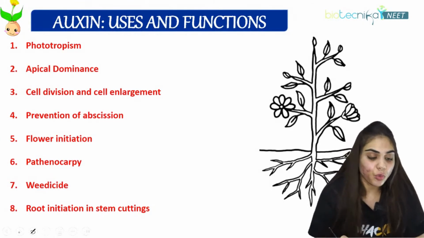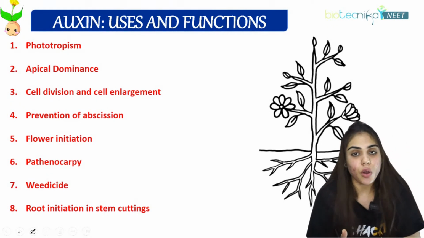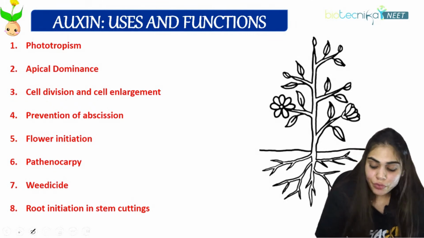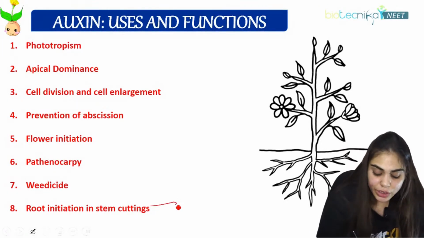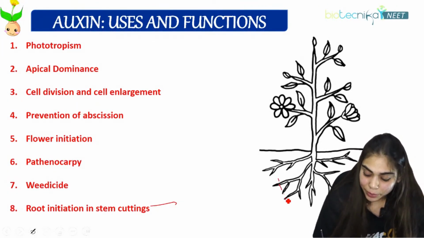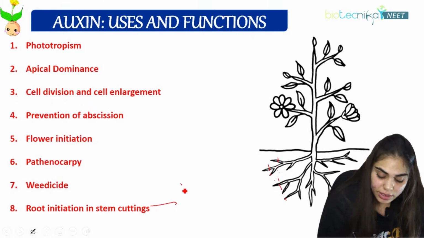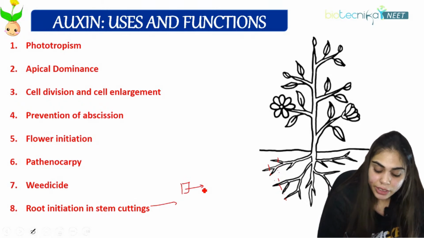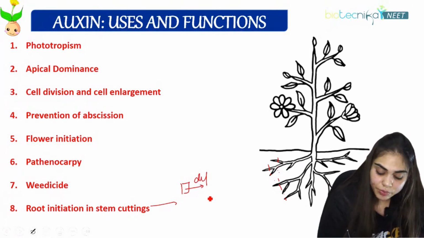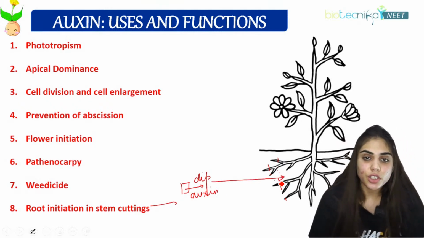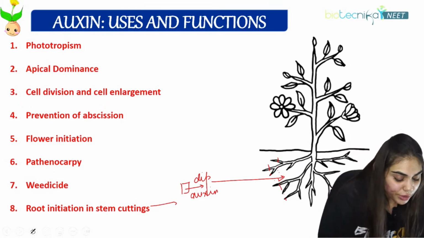Now, the uses and functions of auxin. So what are the functions of auxin? Auxins have a lot of functions in the body. Firstly, what happens if you cut part of a plant and dip it in auxin? Suppose this is a part of the plant. If you dip it in auxin, it will cause the initiation of roots. So the very first function of auxin is root initiation.